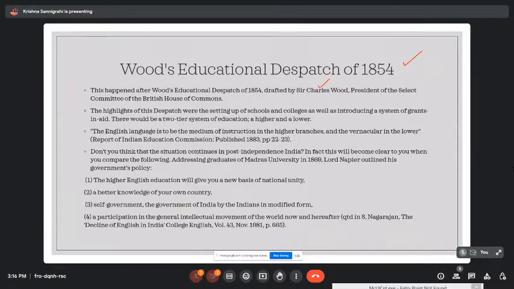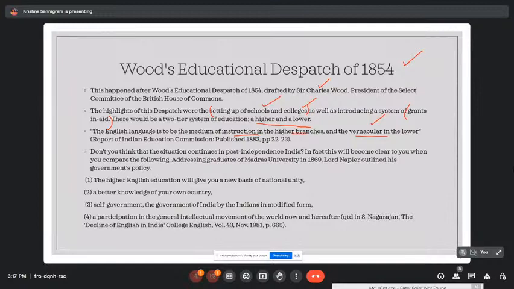The highlights of this dispatch were the setting up of schools and colleges, as well as introducing a system of grants in aid. This part is important: grants in aid. It was used for setting up of schools and colleges. So the main idea was to educate the people of that particular colony. There was a two-tier system, a higher and a lower system. The English language was to be the medium of instruction in the higher branches, and the vernacular, the language spoken in that place, would be in the lower.